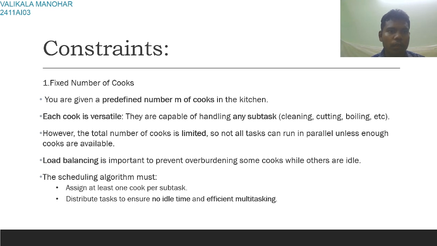Constraints. First one is a fixed number of cooks. You are given a predefined number of cooks in the kitchen. Each cook is versatile. They are capable of handling any subtask: cleaning, cutting, boiling, etc. However, the total number of cooks is limited, so not all subtasks can run in parallel unless enough cooks are available. Load balancing is important to prevent overburdening some cooks while others are idle. The scheduling algorithm must assign at least one cook per subtask, distribute tasks to ensure no idle time, and allow efficient multitasking.